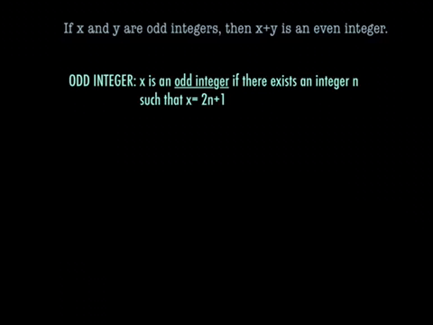Quick example. Let's look at the number 3. Is 3 odd? Well, conventionally, we all know it is, but does it fit the definition? Well, 3 can be written as 2 times 1 plus 1. Therefore, there exists an integer n such that 3 may be written as 2 times that integer plus 1. Thus, 3 meets the definition of an odd integer.